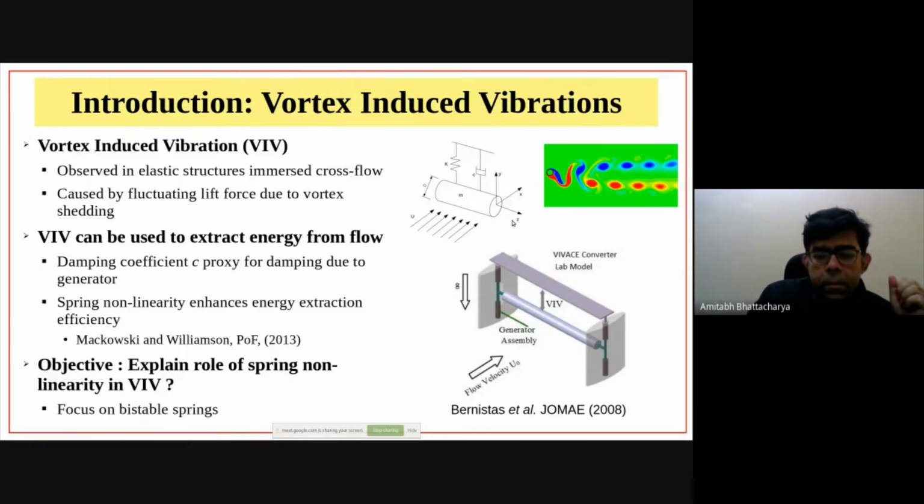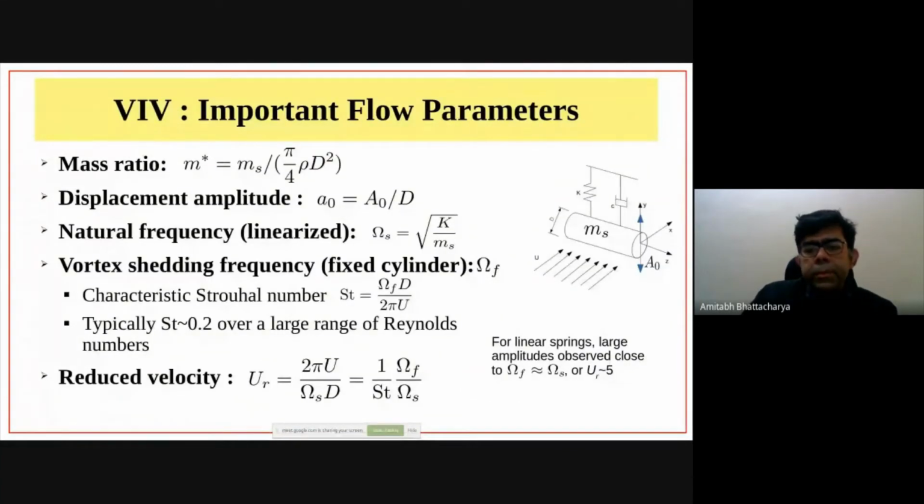Okay, so right. These are some of the important parameters in the problem. One is the mass ratio. Mass ratio is nothing but, you can say, the density. It's actually the mass of the solid divided by the mass of the fluid displaced by the solid.